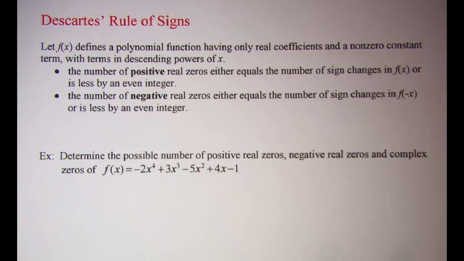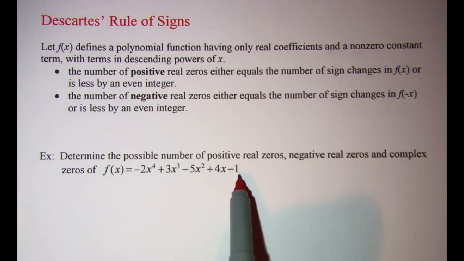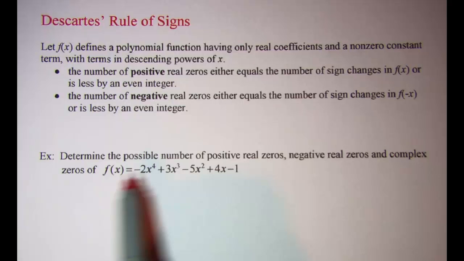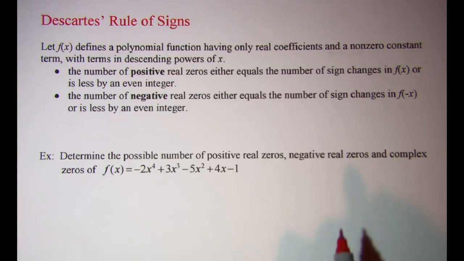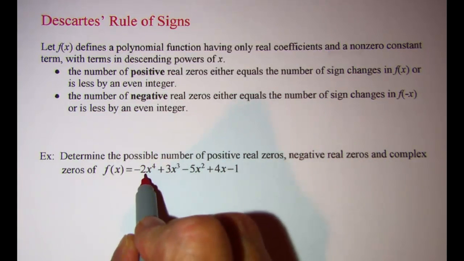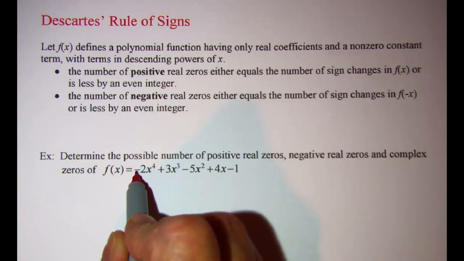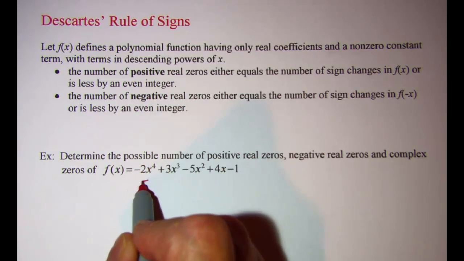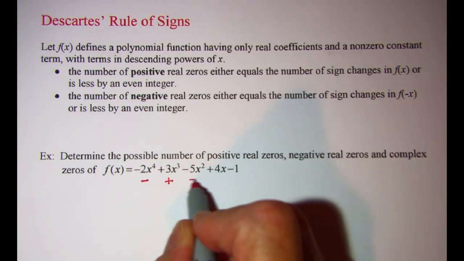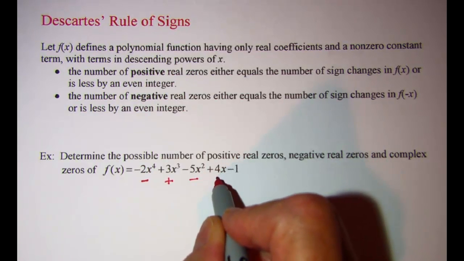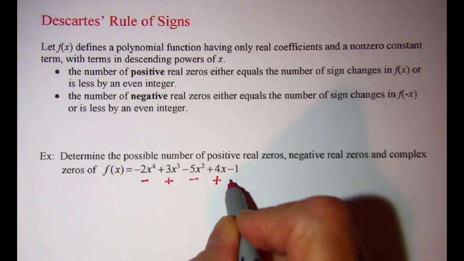The function that we'll be looking at is f of x is equal to negative 2x to the fourth plus 3x cubed minus 5x squared plus 4x minus 1. So let's just look at f of x first and find the possible number of positive real zeros. We can see that this first term is negative because of the negative sign here. So this first term is negative. The second term is positive. The third term is negative. The fourth term is positive. And the constant term is negative.